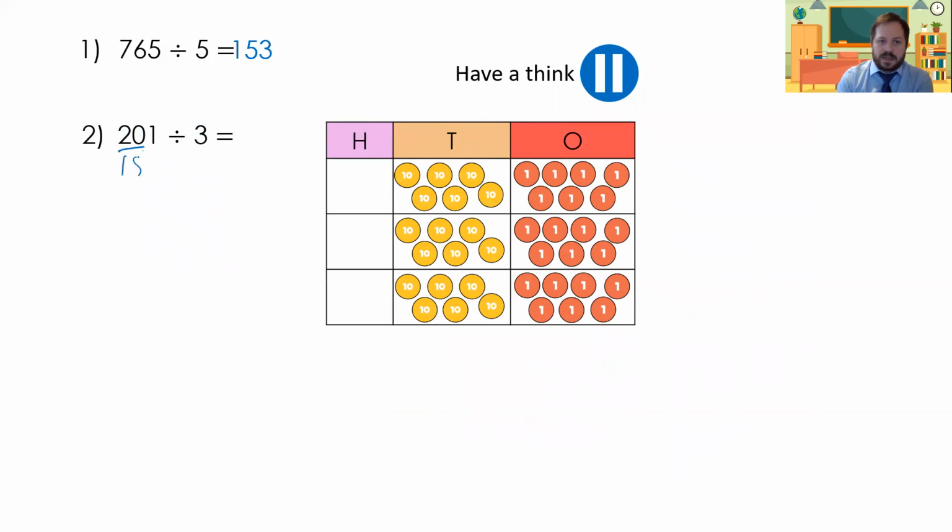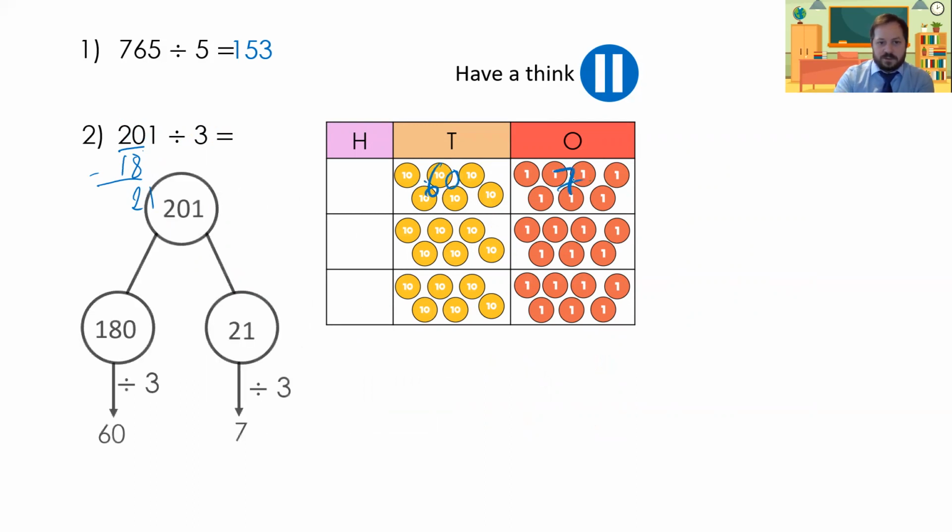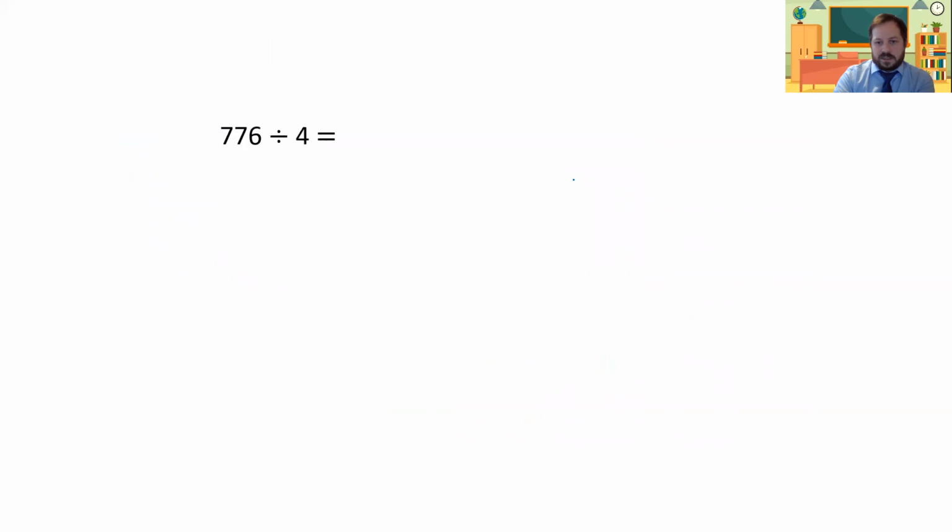and 18 tens would leave us with 2 left over if we do our subtraction. Then we carry that over to our ones column, so we'd have 21, and then how many groups do we have there? Well, that's 7, so we've got 60 here and 7 here, so in total our answer would be 67.